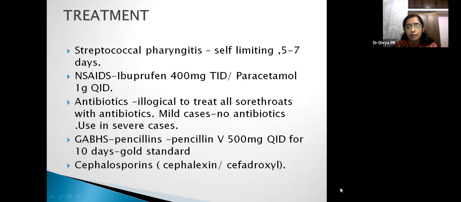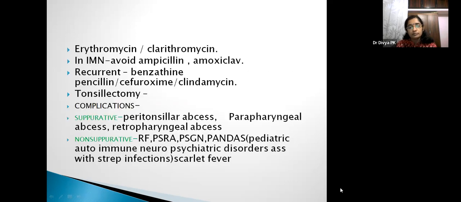For antibiotic of choice, penicillin V can be given 500 milligram QID for 10 days. That is the gold standard treatment. Plain amoxicillin, amoxiclav, or cephalosporins like cephalexin or cefadroxil can also be given. Warm saline gargle and taking plenty of fluids, like proper hydration, and avoiding cold foods all help in rapid relief of symptoms. In case of penicillin resistance, you can go for erythromycin or clarithromycin.